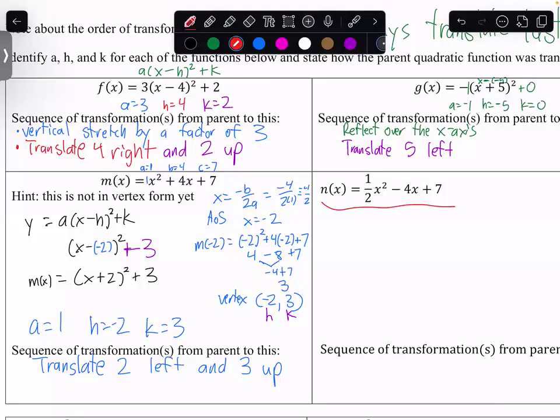So in here, A is not negative. The absolute value of 1 half is still 1 half. So it's not bigger than 1, but 1 half is between 0 and 1.